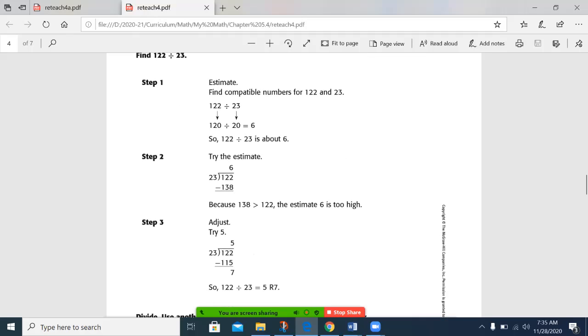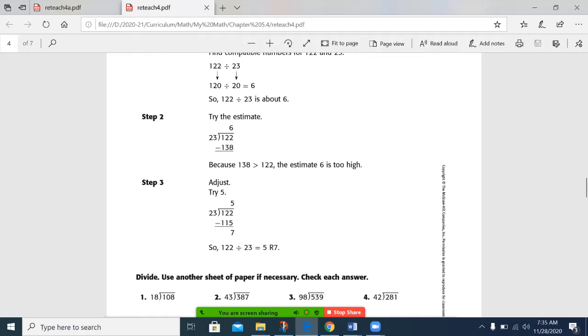So anytime the digit you put in the quotient is going to give you, when you multiply, a product that is larger than the number it's supposed to be going into, that's no bueno, and you have to adjust. In this case, we adjusted to a 5. And now, instead of having 138, we had 115. So we were able to subtract and get a 7. And 7 is less than 23, so it's golden. Because sometimes if you go too small, if we had put a 4 here, we would have ended up with 30 down here. And 30 is bigger than 23, so that doesn't work either.